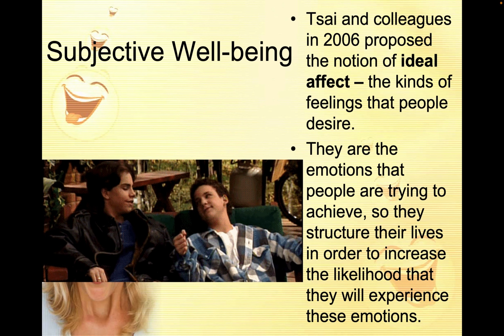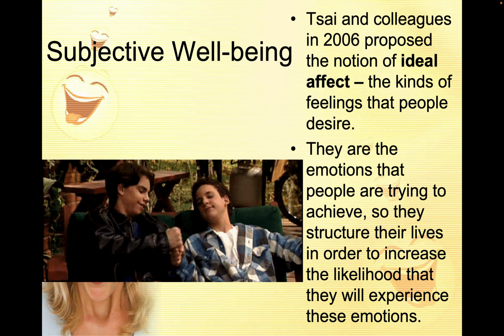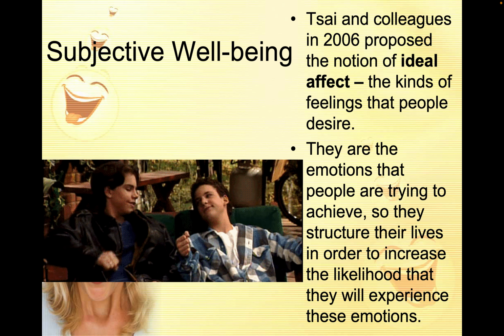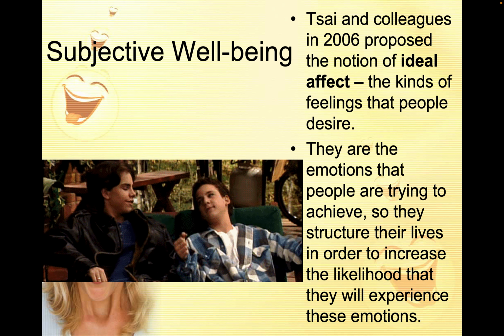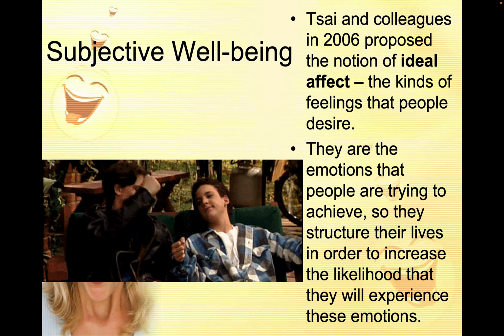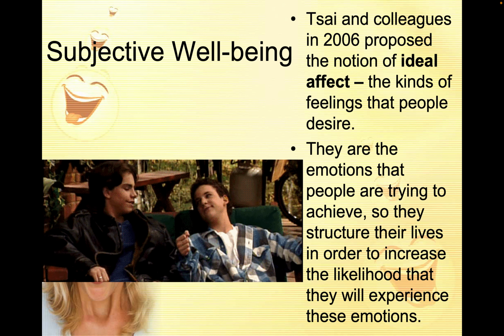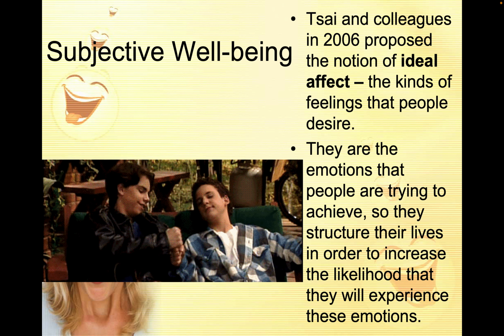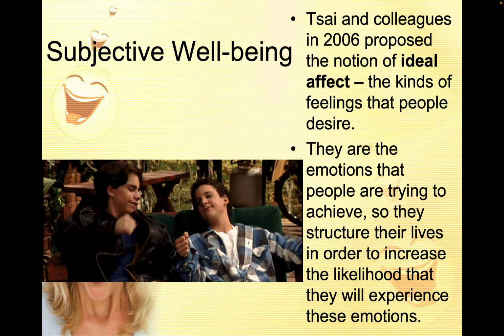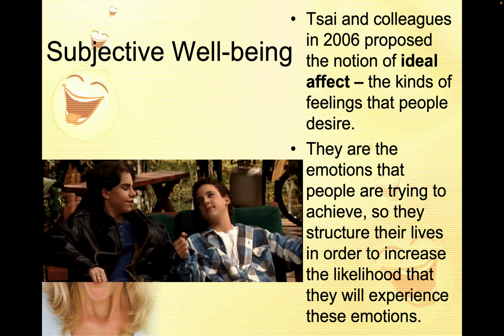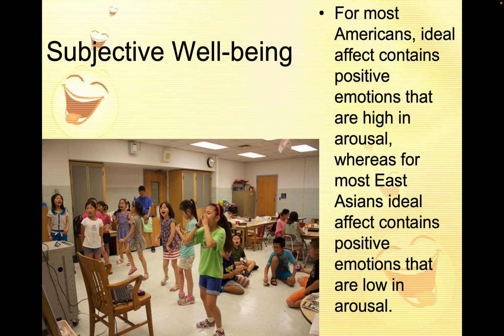Tsai and colleagues in 2006 proposed the notion of ideal affect, the kinds of feelings that people desire. They are the emotions that people are trying to achieve, so they structure their lives in order to increase the likelihood that they will experience these emotions. For most Americans, ideal affect contains positive emotions that are high in arousal, whereas for most East Asians, ideal affect contains positive emotions that are low in arousal.